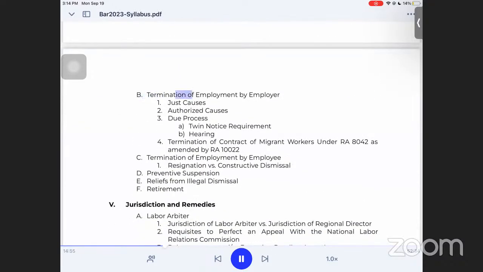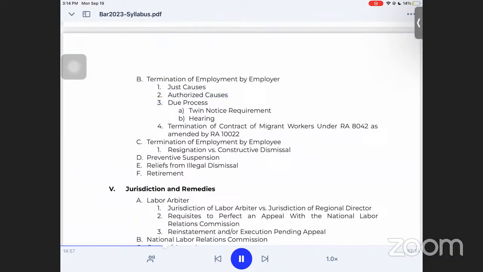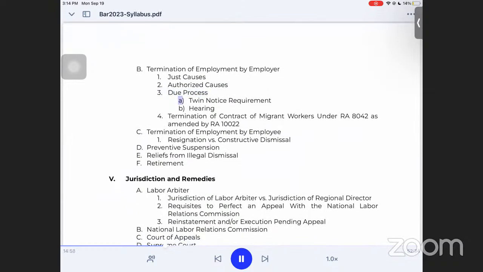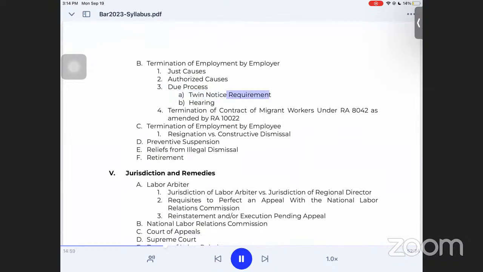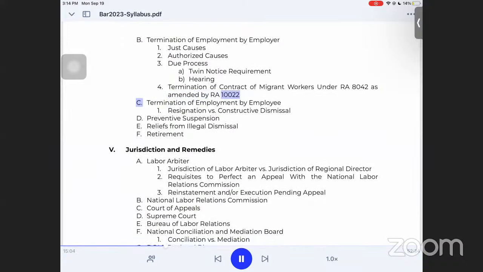B. Termination of employment. B. Employer. 1. Just causes. 2. Authorized causes. 3. Due process. A. Twin notice requirement. B. Hearing. 4. Termination of contract of migrant workers under RA 8042 as amended by RA 10022.